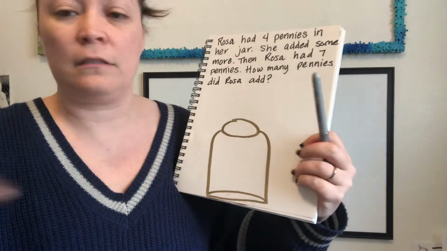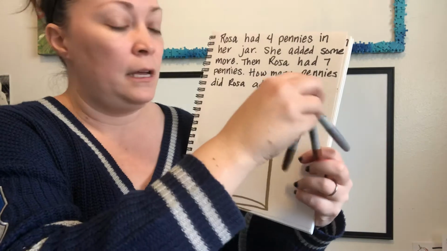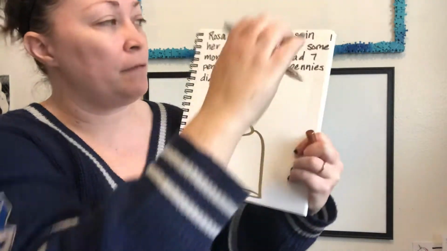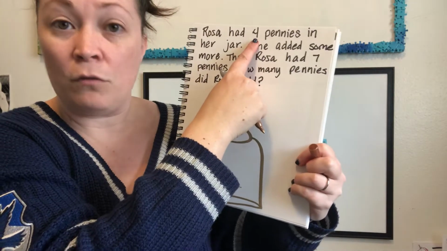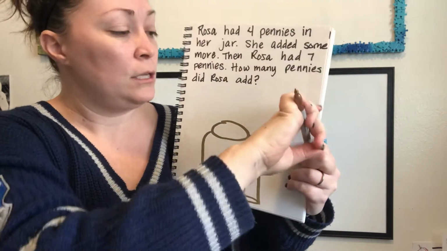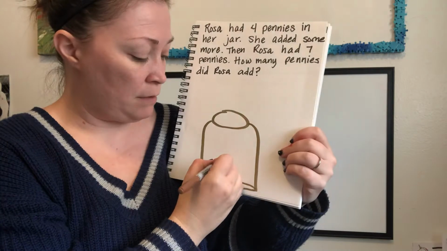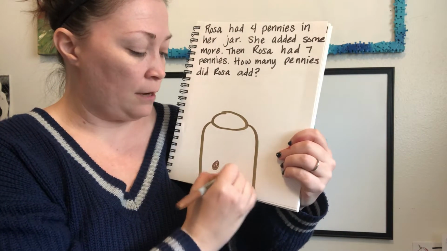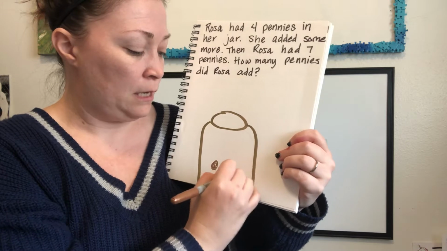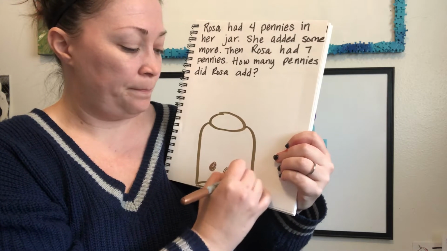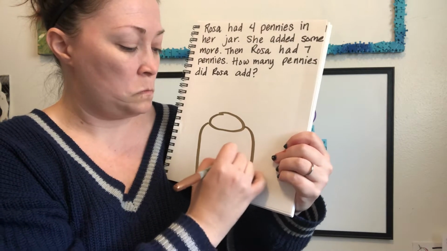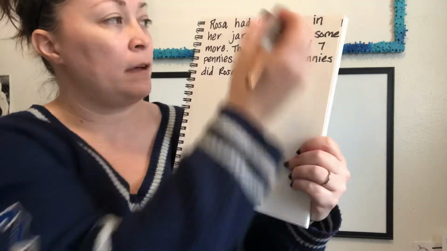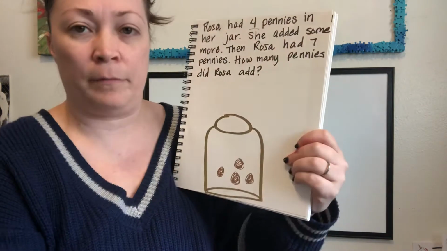So first, here's a penny color. Let's look at important information. The first important information, she had 4 pennies in her jar. So let's draw those 4 pennies. Down here, she's got 4 pennies in her jar. 3, 4. 4 pennies already in there. Got it. So that was our first important piece of information.